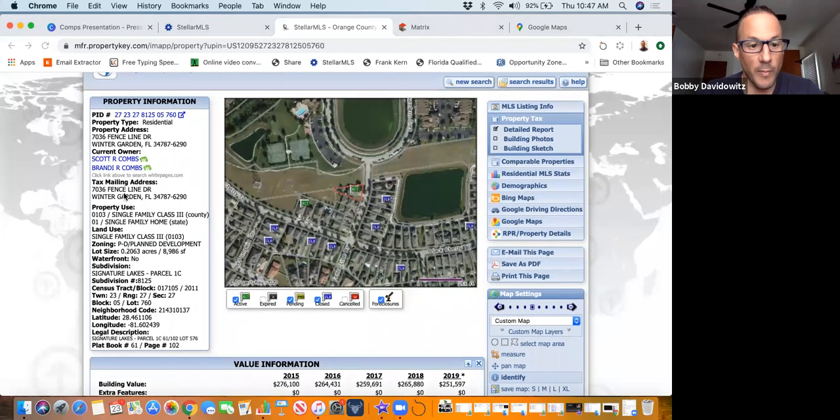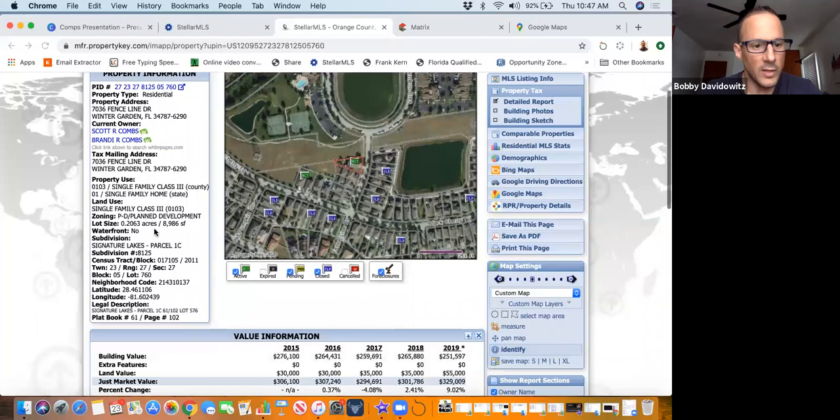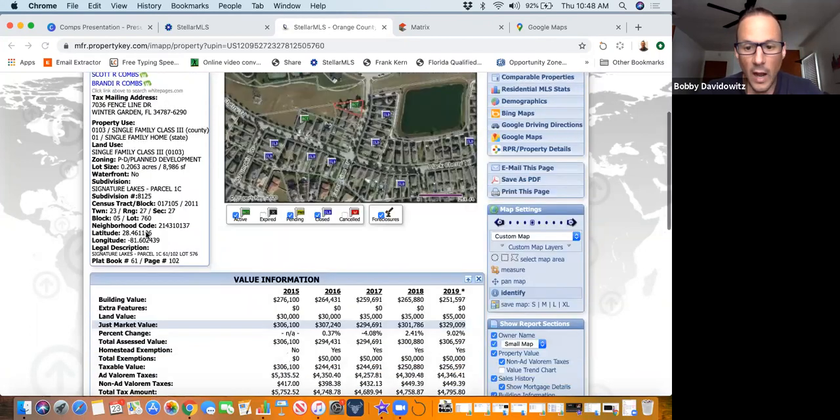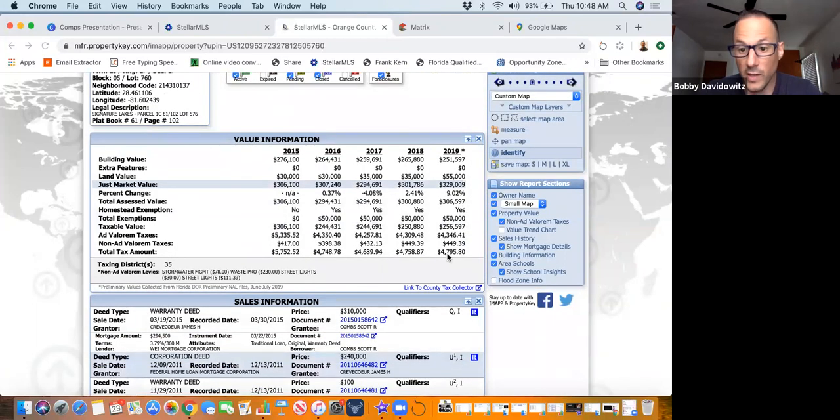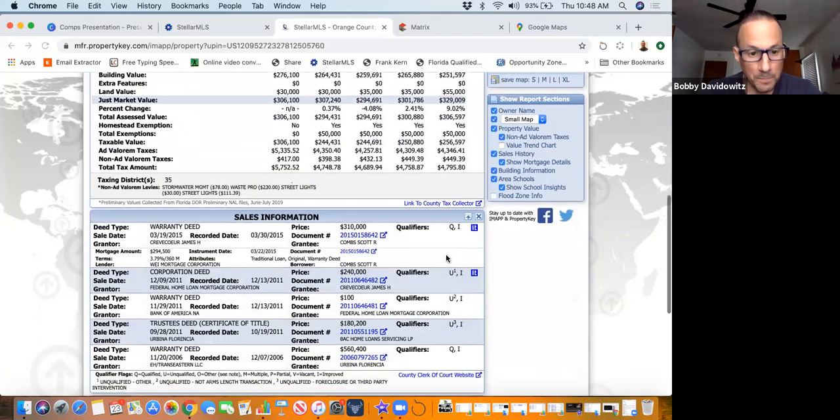You can see the actual mailing address for the owner. Sometimes this address is different because the owners don't live there. It's a rental property, but these people do live there. You can see the zoning, and how big the lot size is. This one's 0.2 acres, so just under a quarter acre. You can see the tax information, what they're paying in taxes, about $4,800 a year.